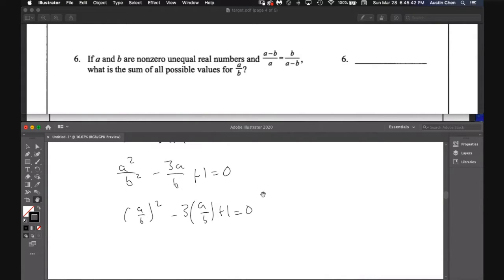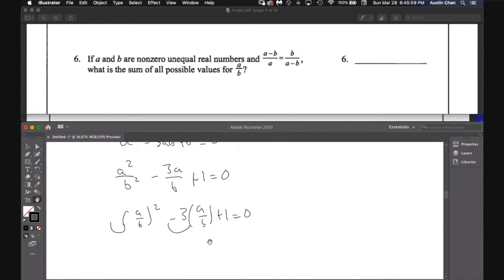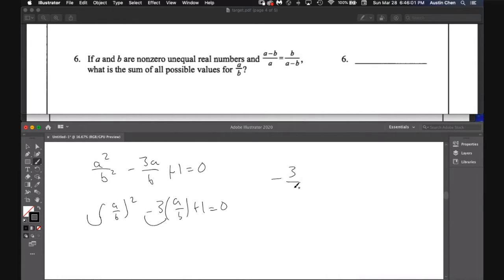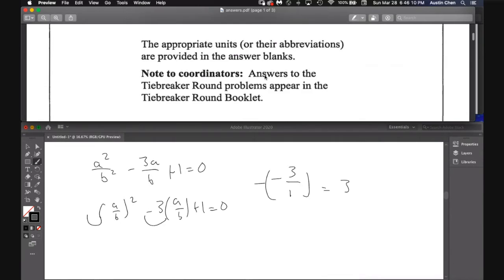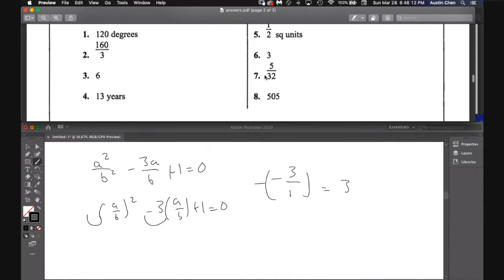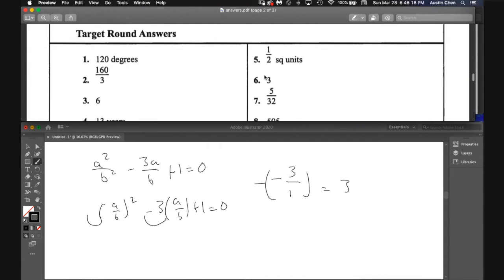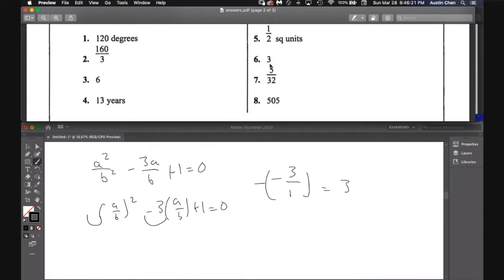Which is just saying that the second coefficient over the first coefficient, the negative of that, will be the sum of the roots of this quadratic. And the sum of the roots of this quadratic will just be the sum of the possible values of A over B. So what we're going to do is negative 3 over 1, and take the negative of that. And then this is just going to equal 3. Okay, and yeah, you can see that is our answer.